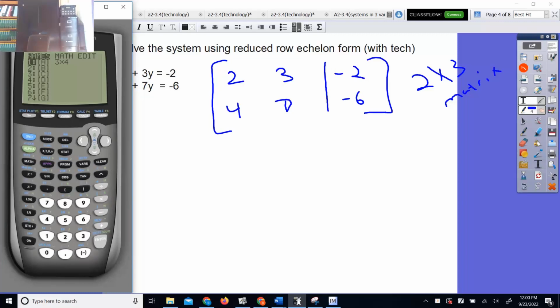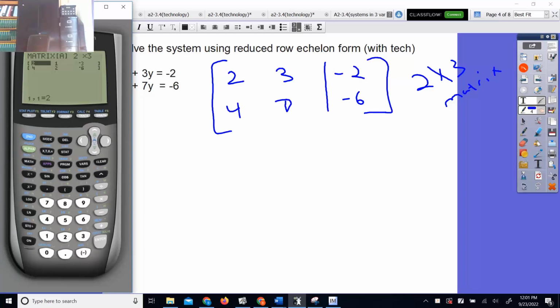Scroll on over to edit. Matrix A is always the default matrix. You can use any letter you want, but just press enter. Up top, you'll see where it's asking for your dimensions. All right, this was a 2 by 3. Overtype. Don't press delete, don't press clear. 2, enter, 3, enter.